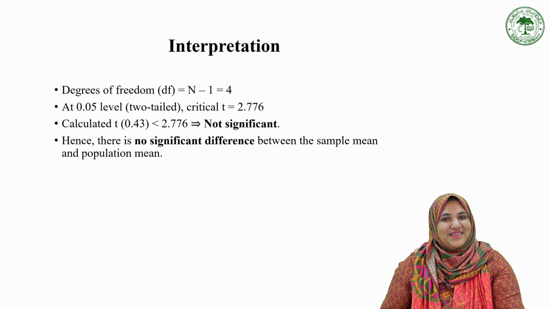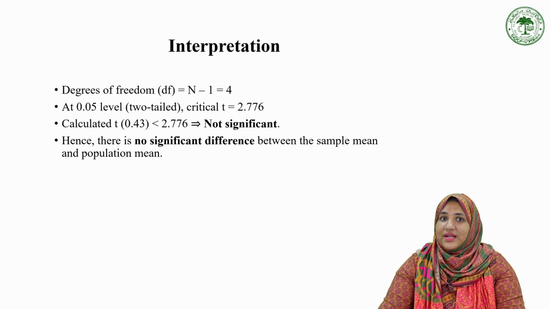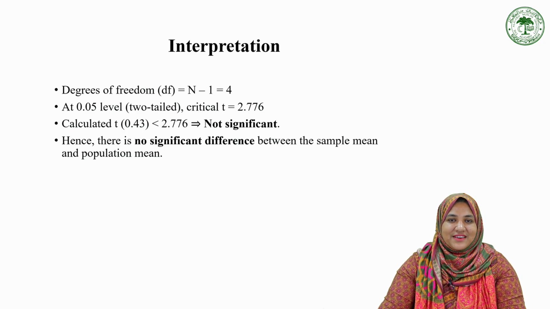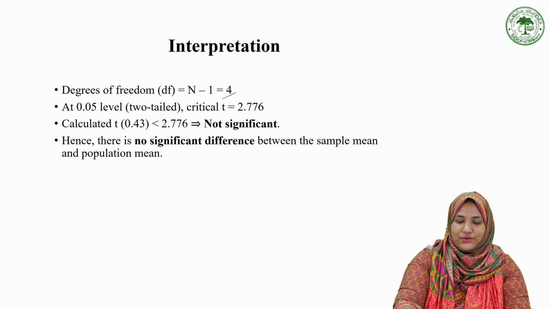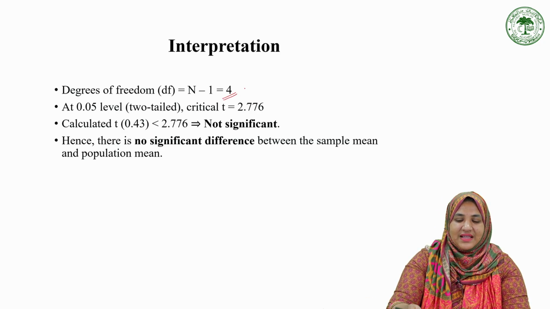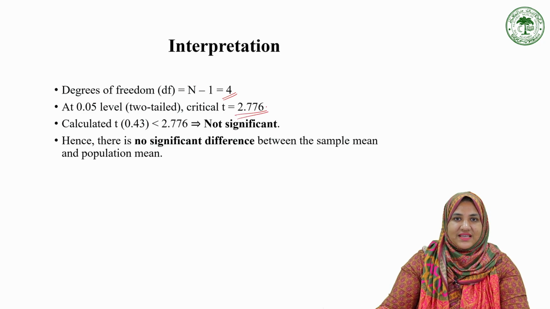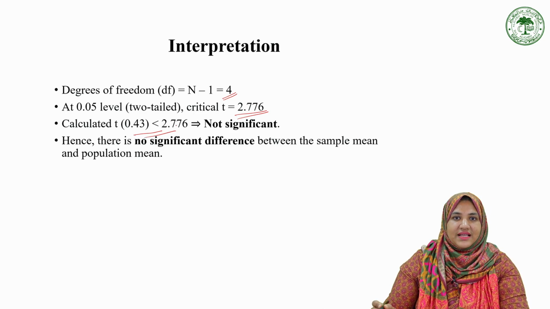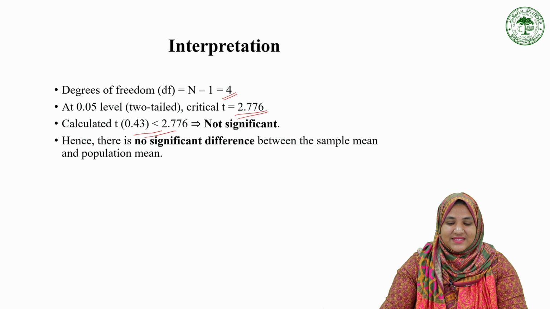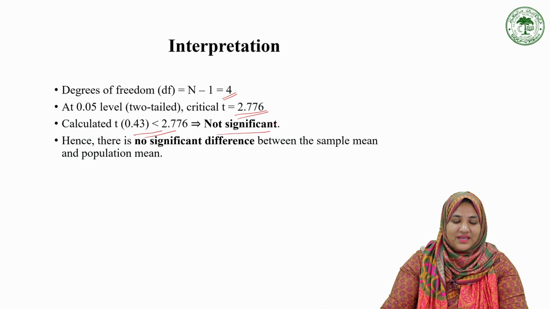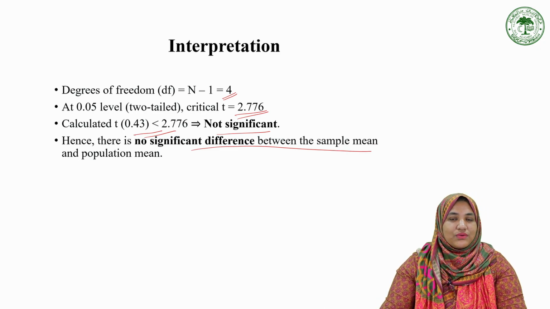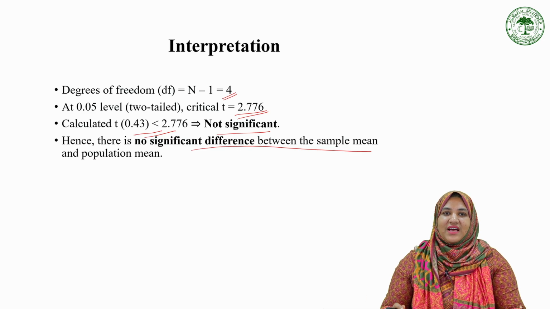Now let's go for the interpretation. So what is the interpretation with this particular value? Degrees of freedom, I won't explain what degrees of freedom is, we have already explained it in the last lectures. So degrees of freedom, that is n minus 1, is equal to 4 over here. At the 0.05 level, the critical value, two-tailed, is 2.776, and here the calculated t value is less than 2.776, and hence it is not significant. So here there is no significant difference between the sample mean and the population mean. That is the final interpretation.